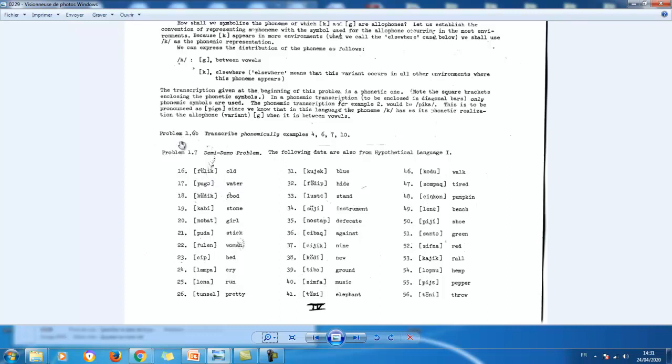Okay, so in fact, still concerning this exercise that we have just finished, we have got problem 1.6b. Transcribe phonemically examples 4, 6, 7, 10. Now you know that there is a difference between phonemic and phonetic transcription. In phonemic transcription we are asked just to put the phonemes. In phonetic transcription we are asked to show the allophones. This is allophonic, if you like, transcription here.